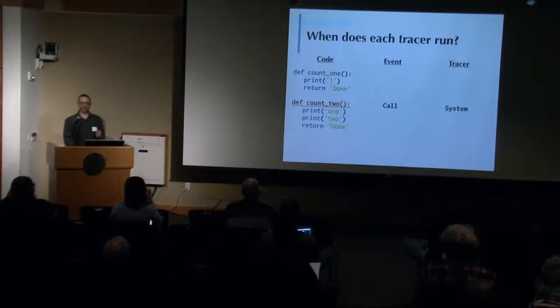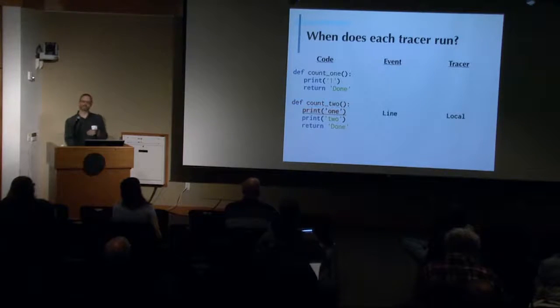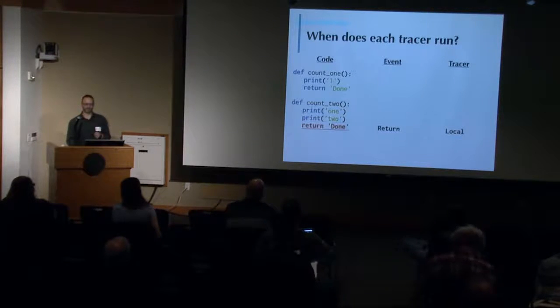Exiting that function, now we're going to start a new frame, a new function. So again, it's the call event that's going to run the registered system tracing function. It's going to return the local one, and then each subsequent event is going to run that local one.